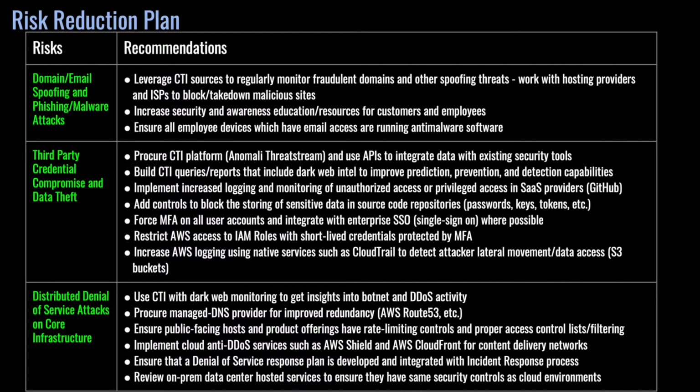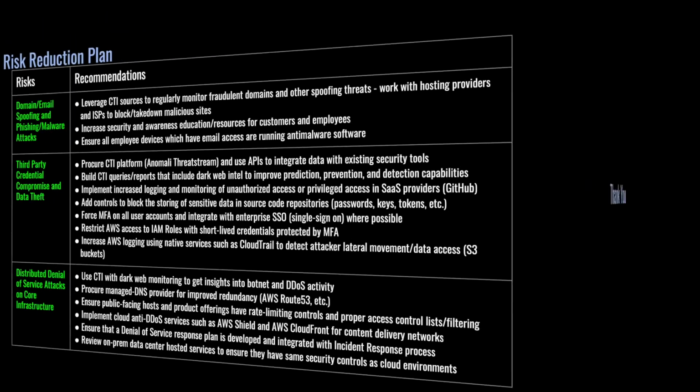Okay, so we're wrapping up our discussion here today by summarizing things in a risk reduction plan. This plan is a bit of an eye chart, but we wanted to have a synopsis of the main cyber risks and recommendations. I won't go through each point, but the intent is to show that we have specific and actionable recommendations for the big risk areas: domain and email spoofing, phishing malware attacks, third-party credential compromise and data theft, and DDoS attacks on core services. The common thread here is that cyber threat intel is a capability we must invest in to stay ahead of our adversaries and protect our company.